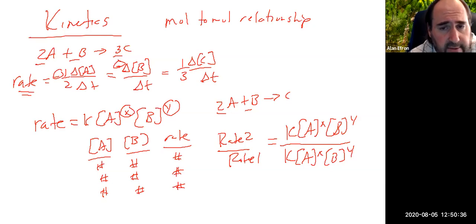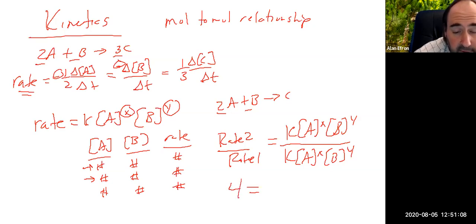And what you'd want to try to choose is 2 entries in that table where one of the concentrations remains the same and the other ones basically start to vary. So for example, if entry 1 and entry 2, the concentration of A remains the same and B varies, you could get something like 4 equals 2 to the x. And the idea here is x would then equal 2 if you did that.